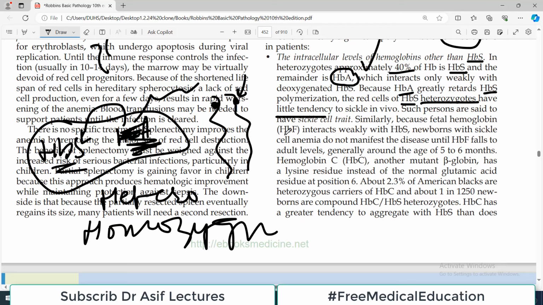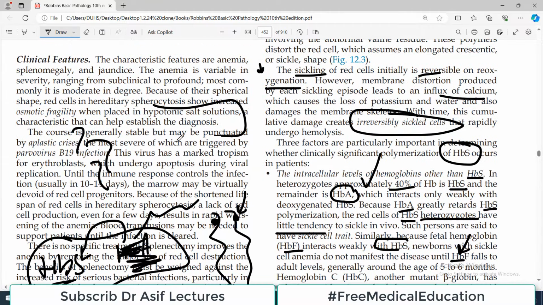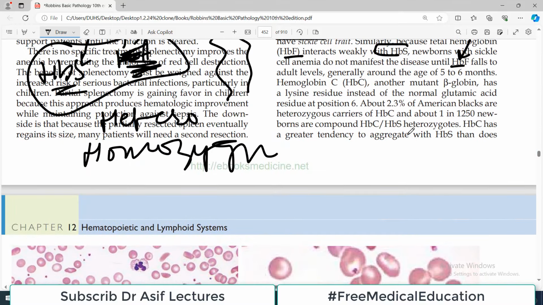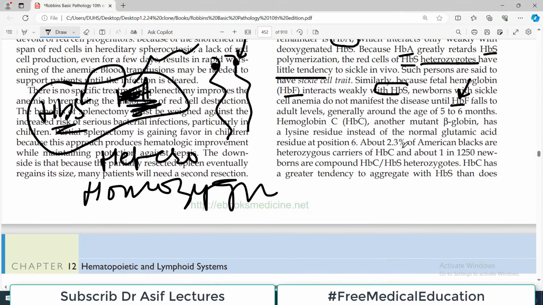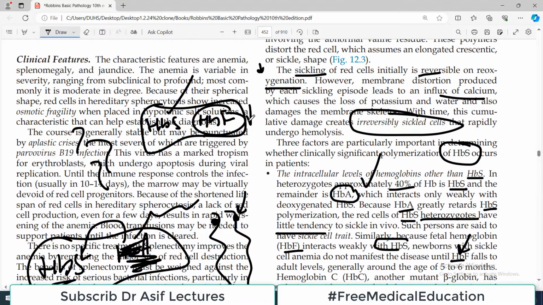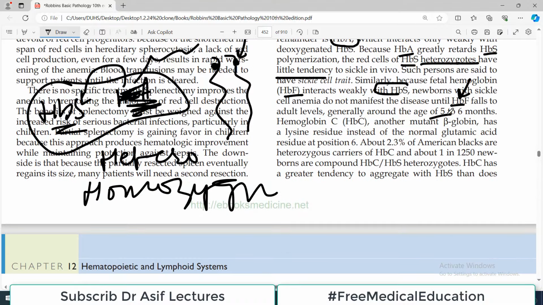Similarly, because fetal hemoglobin, which is hemoglobin F, interacts weakly with HbS, newborn with sickle cell anemia do not manifest the disease until HbF level falls down. अब इसको सोचें, there is a child born जिसके पास hemoglobin S भी मौजूद है उसके रेड ब्लड सेल्स में, लेकिन हीमोग्लोबिन F भी मौजूद है. तो जब तक F मौजूद है S का इफेक्ट नजर नहीं आता, and that's why the disease is not manifested early. It takes some time. जब हीमोग्लोबिन F डाउन होता है 5 से 6 महीने पर, then the effects of hemoglobin S starts appearing.